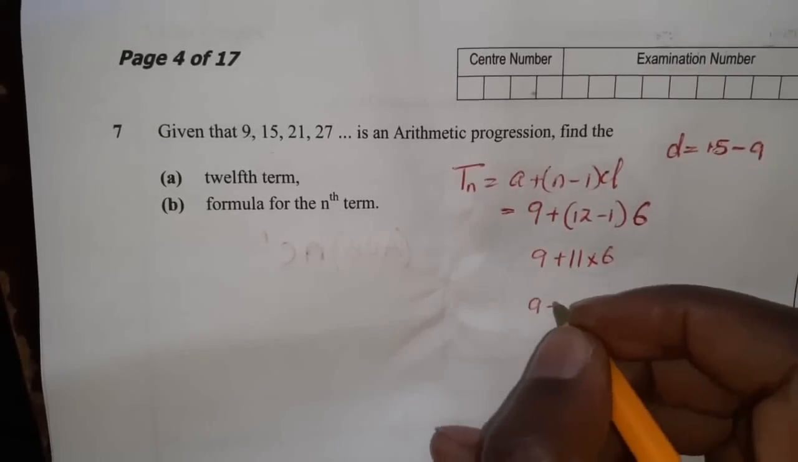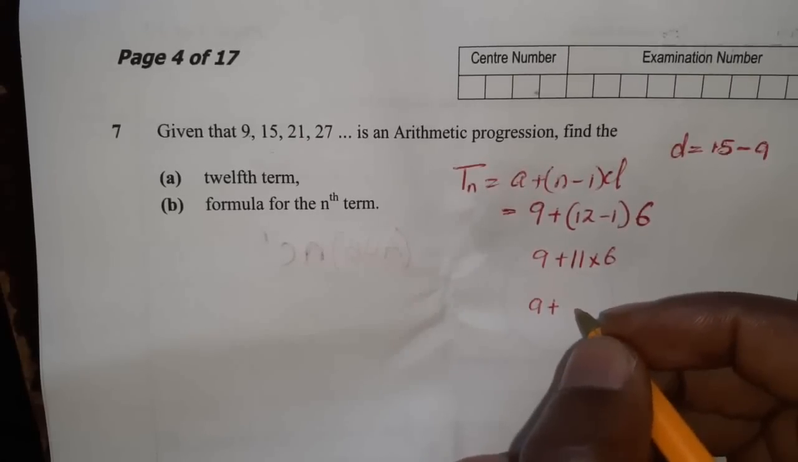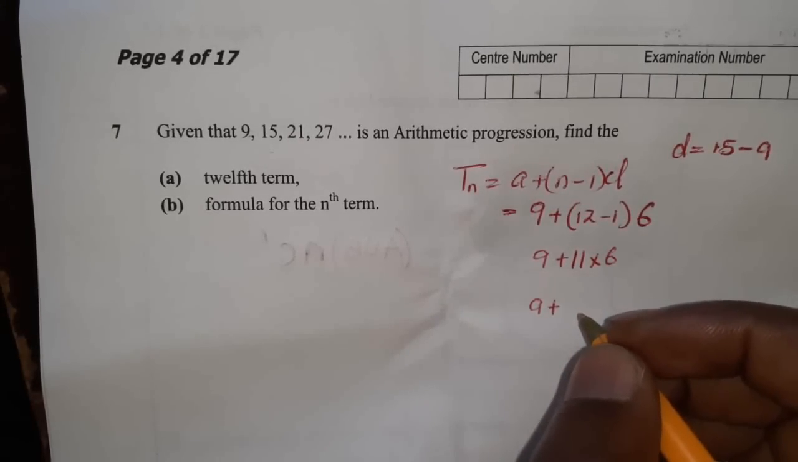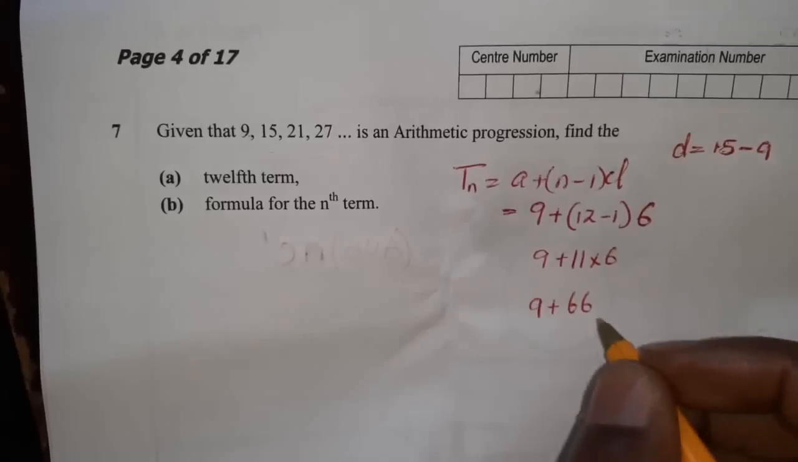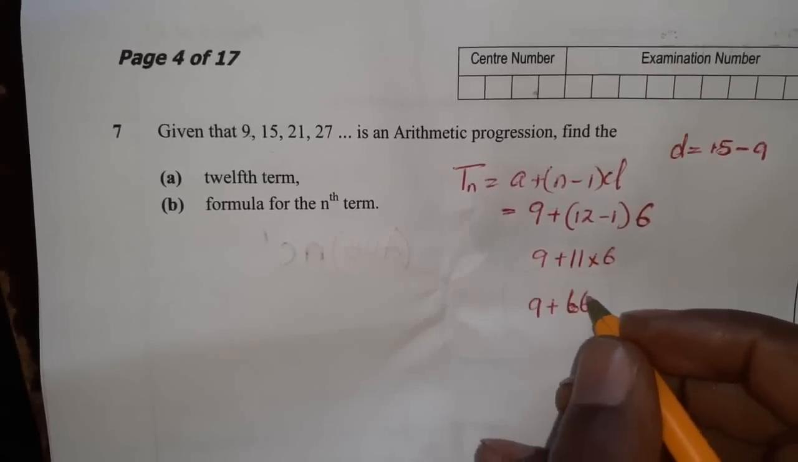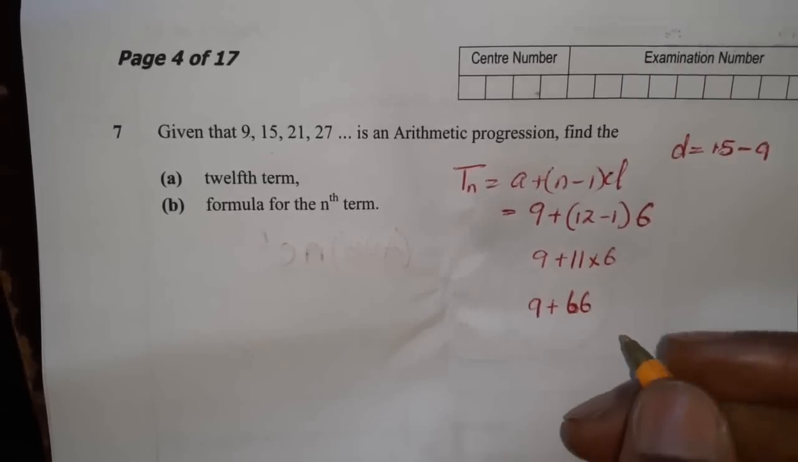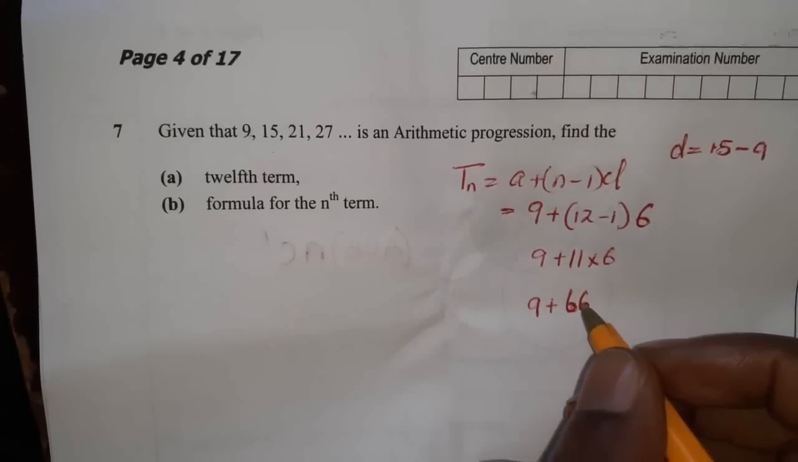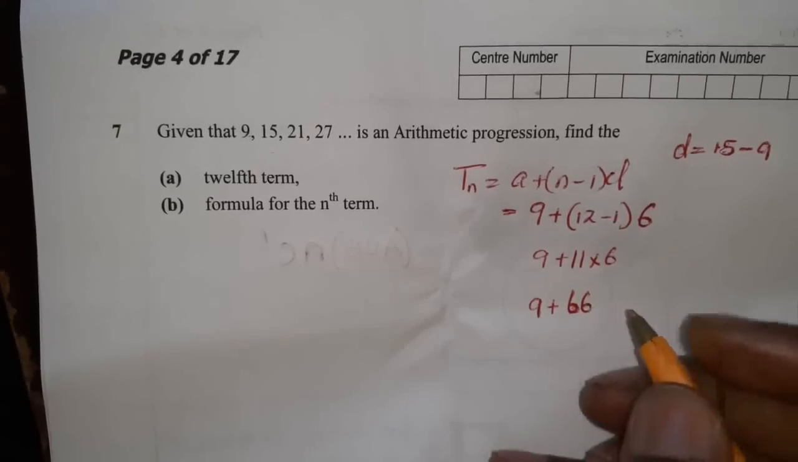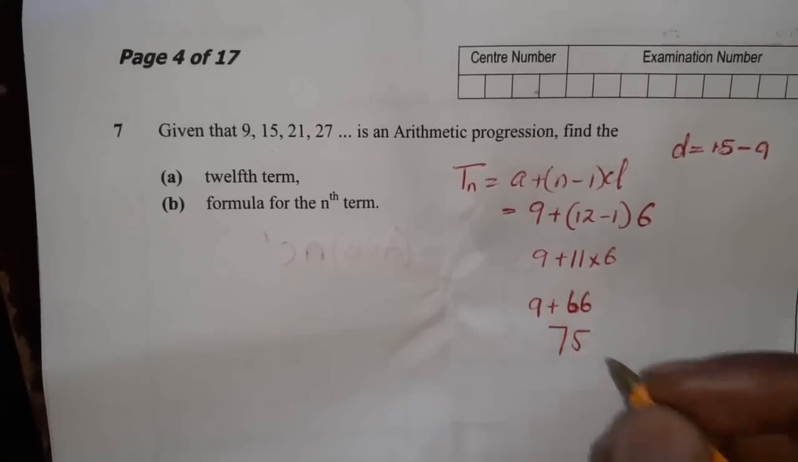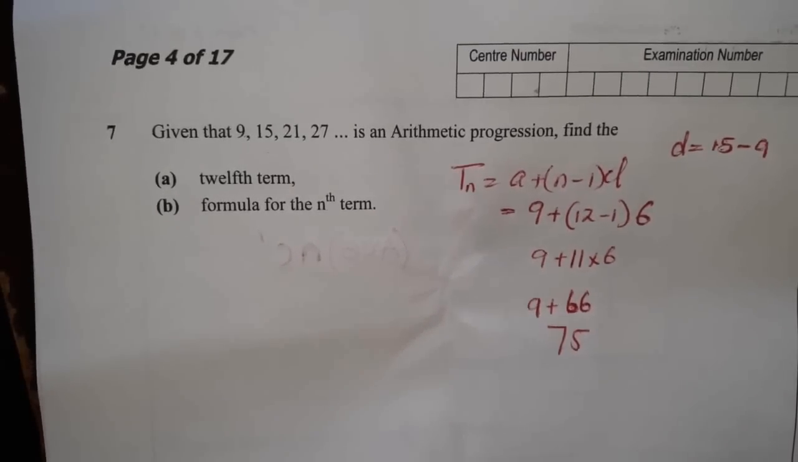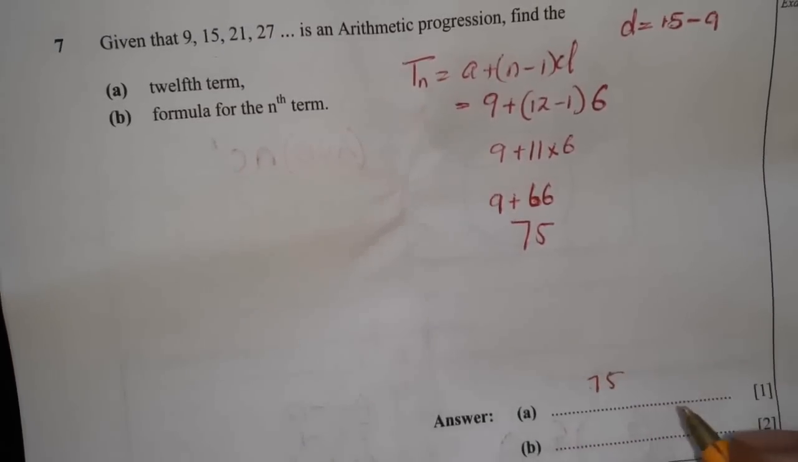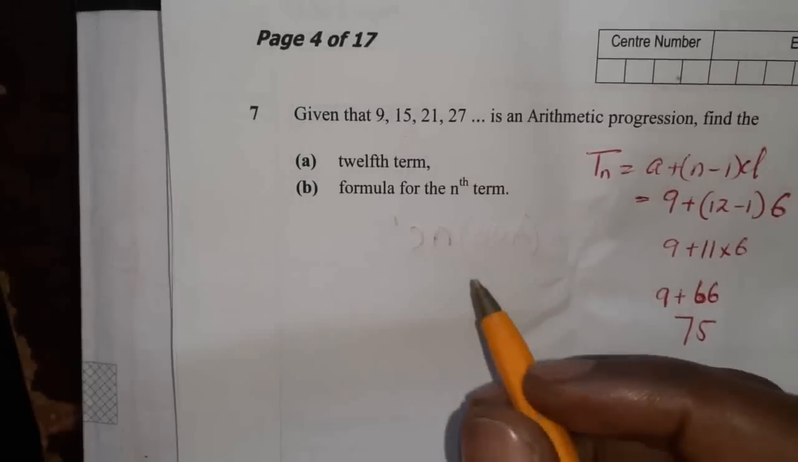So we say 9 plus, we need to multiply before we add. So what are we going to get here? 66. Please, can you help me add here? With these things, it's easy to make mistakes. Let's add 9 to this 1. When you add a 4, you're going to get 70, then 75. So 75 is what we are going to get as the 12th term here. 75.